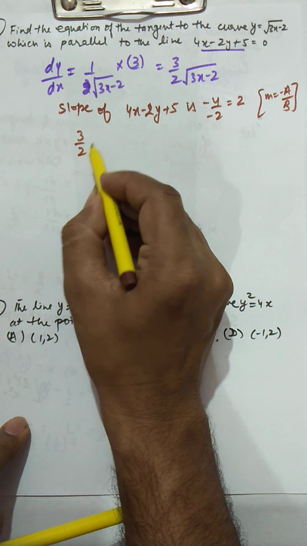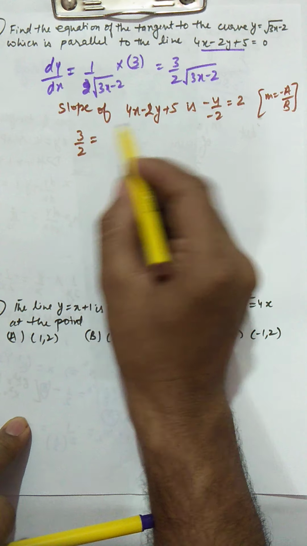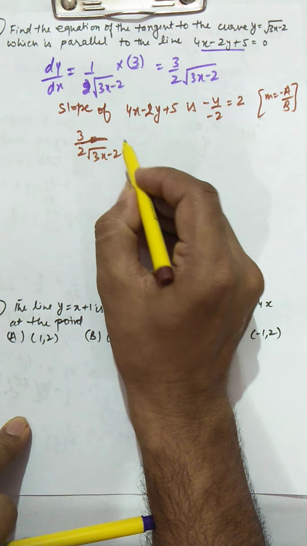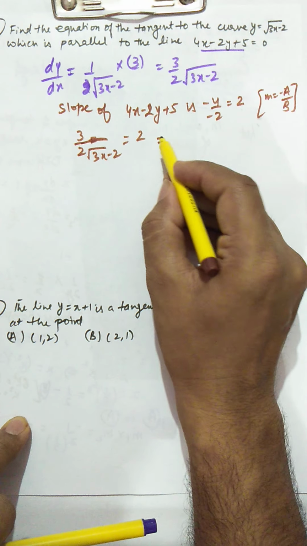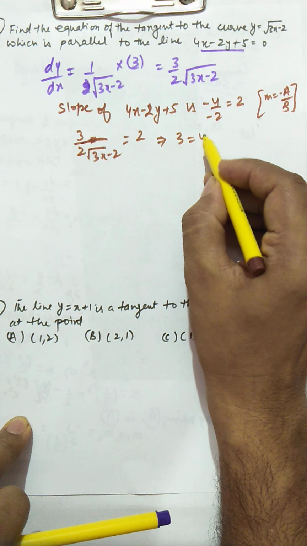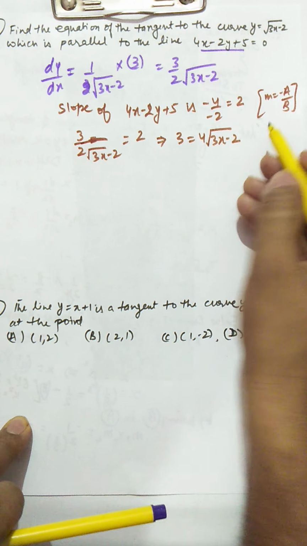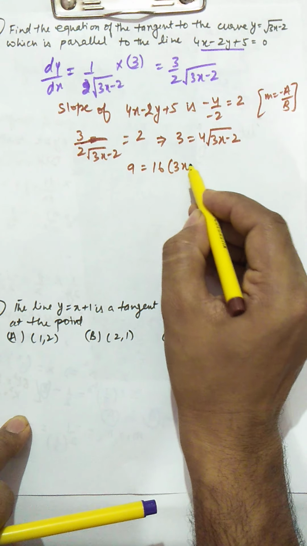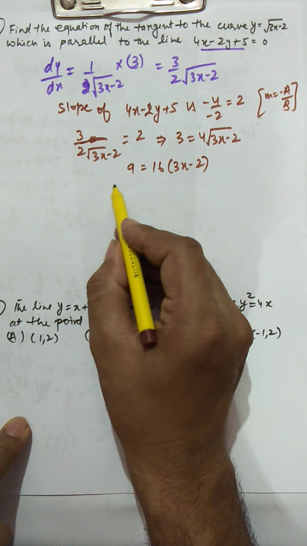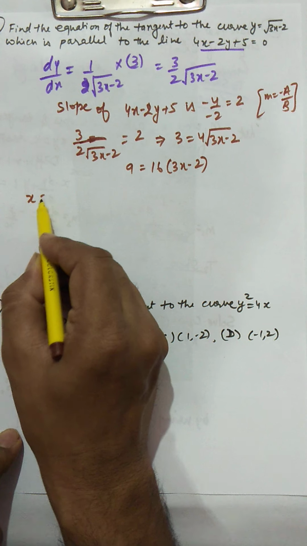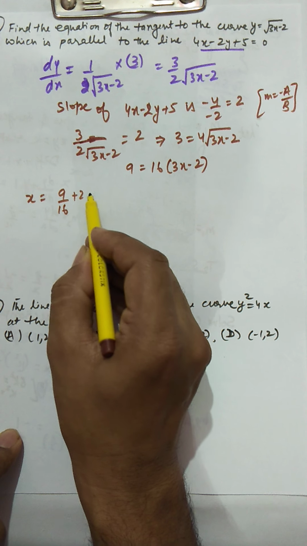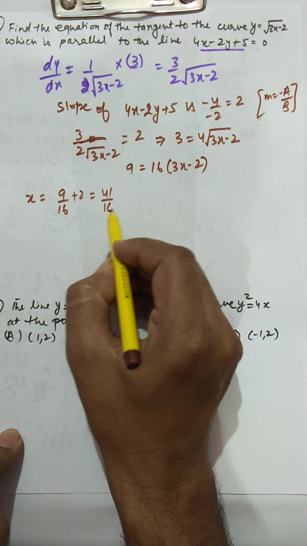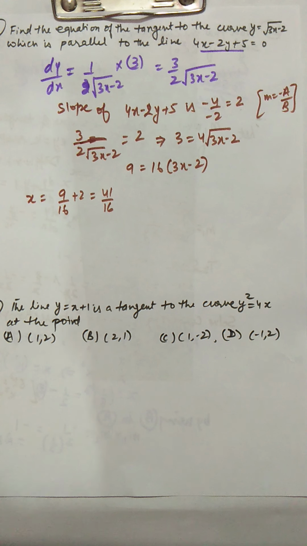So 3 by 2 root 3x minus 2 is equal to 2. Do the cross multiplication. You are going to get 3 equal to 4 root 3x minus 2, and do the squaring on both sides. This is 9, this is 16 into 3x minus 2. So you can now simplify. x can be 9 by 16 plus 2, 3x minus 2 is 9 by 16, so x is 41 upon 16. So this is the value of x.